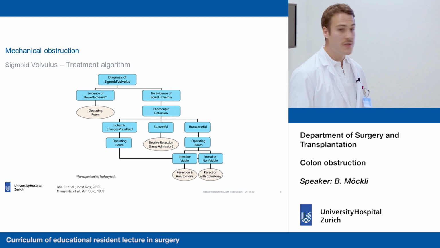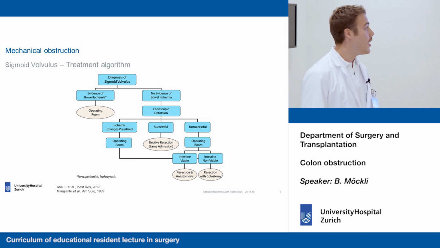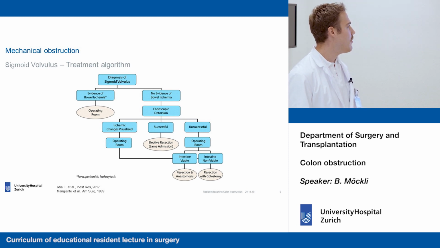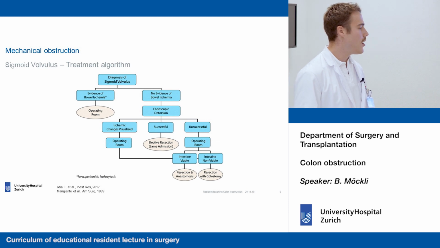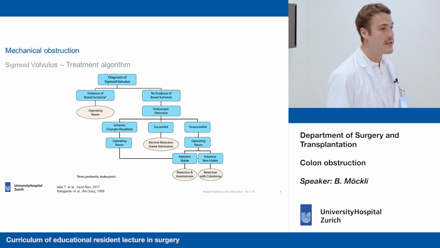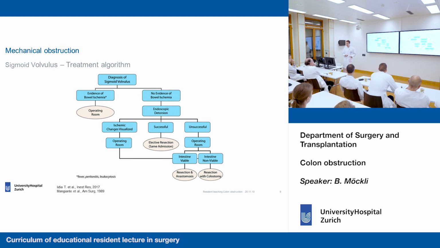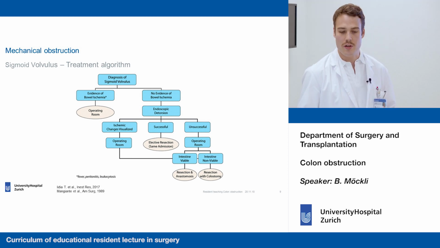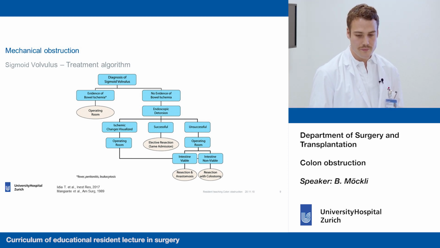So once the diagnosis of a sigmoid volvulus is made, if there is evidence of bowel ischemia, obviously the patient needs to go to the operating room. However, if there's no evidence of bowel ischemia, endoscopic detorsion can be attempted first. If that is successful, a rectal tube can be placed and the sigmoid resected during the same admission in an elective or semi-elective setting.